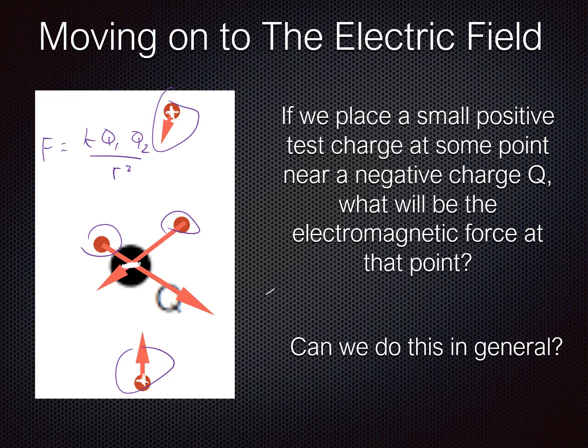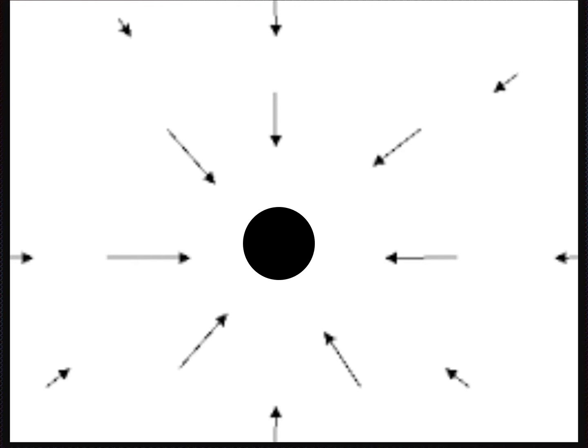So what if we wanted to look at this in general? If I wanted to draw something to show what a charge would want to do near this negative charge from any place, we can do that. And this is what it would look like. This is the electric field of a big fat negative charge. Here's our negative. So you can see that the electric field points towards the center of that charge.